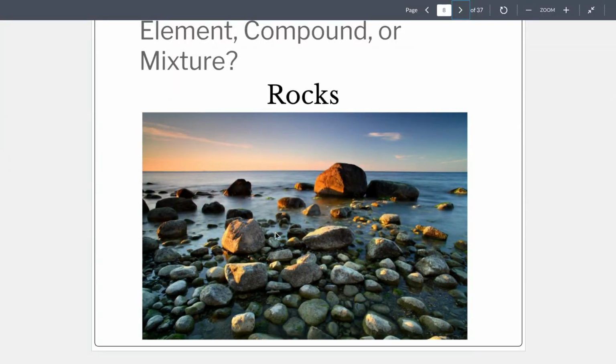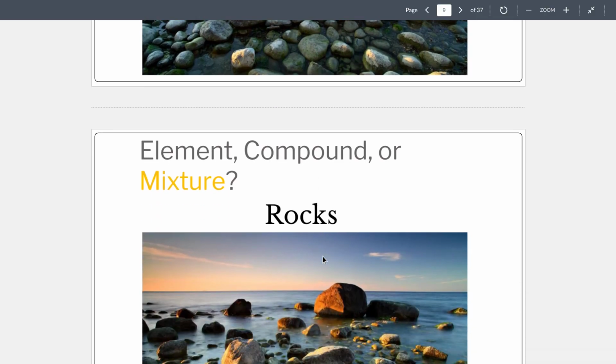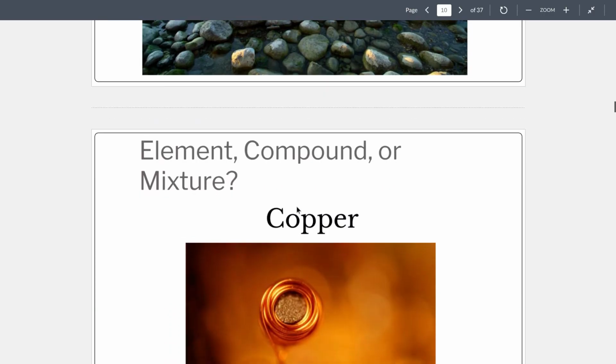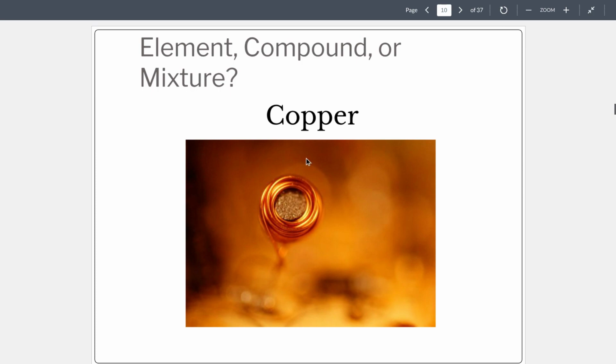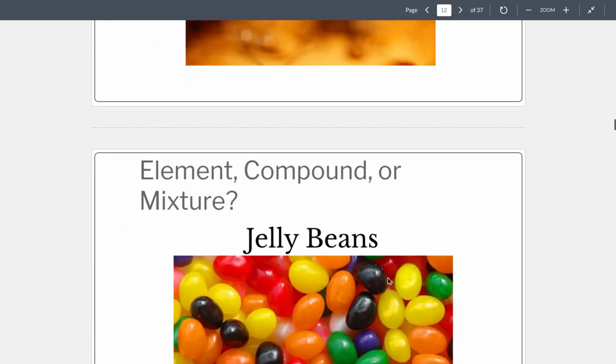So rocks, like we said, are going to be a mixture because I can actually break this down with some kind of physical force usually and get the different pieces apart. They might have different densities so they can float. So that's a mixture because we're able to break it down without doing a chemical reaction. Okay? Copper. I'll give you a hint. It's on the periodic table as Cu, which means it's an element.